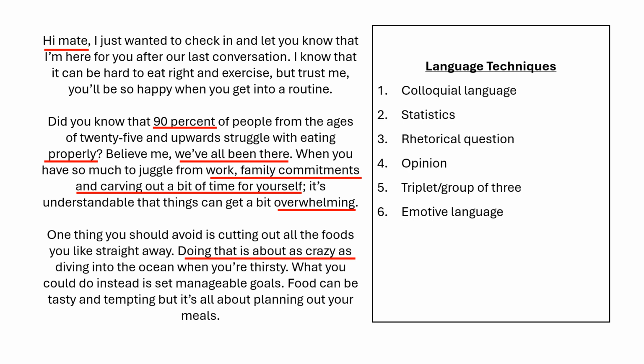Next we have, doing that is about as crazy as diving into the ocean when you're thirsty. So that would be a simile. If we're using like or as to make a comparison, that would be a simile. And then the final one, we have tasty and tempting, which of course is alliteration.